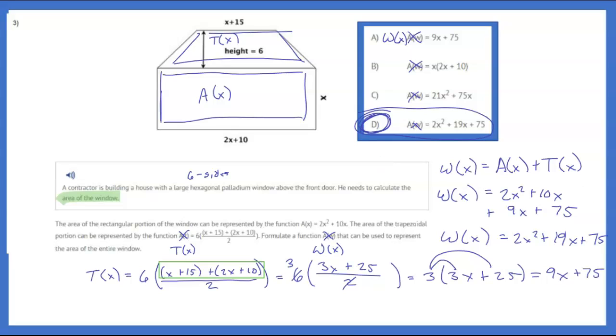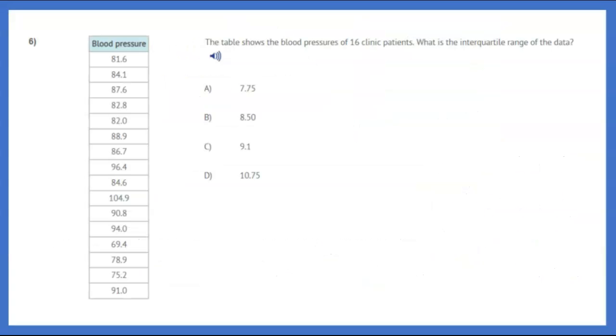All right, our next one we skipped was number 6.